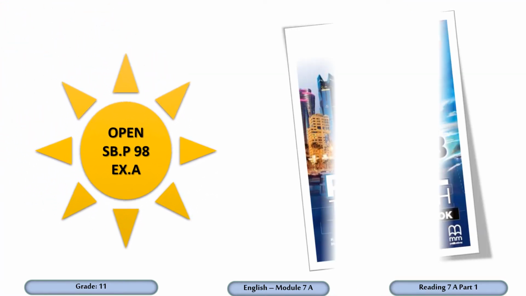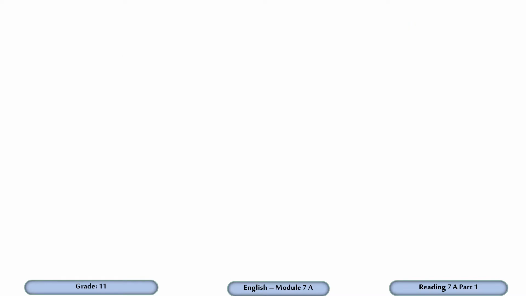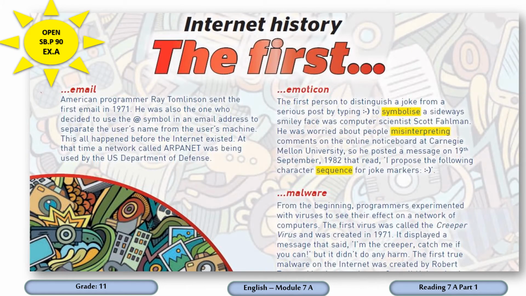Dear students, now please open your student's book on page 90, exercise A. Here is what you're going to find on page 90. It's a text entitled Internet History. In this text, you're going to read about the first email, the first webcam, and the first website, and so on. So you're going to get a lot of information about the history of the internet.